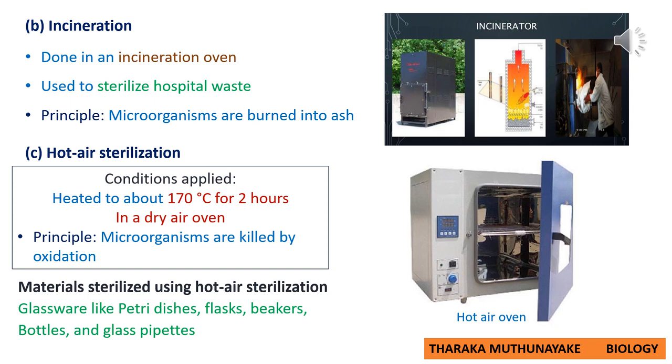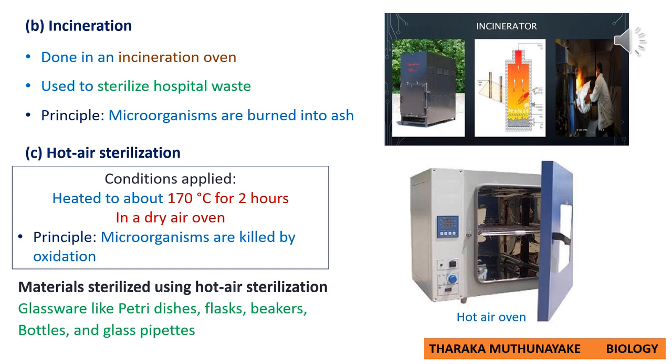Here, for hot air sterilization, a dry air oven or hot air oven can be used. So memorize these conditions applied in hot air sterilization. Within the dry air oven, the temperature should be kept at about 170 degrees Celsius for 2 hours. So what happens to microorganisms at this temperature? Microorganisms are killed by oxidation. That is the principle. Okay, remember these conditions carefully.